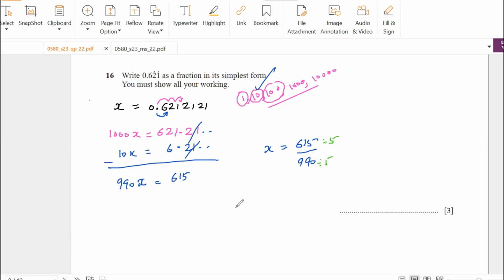615 divided by 5 gives me 123, and 990 divided by 5 gives us 198. So 123 is also divisible by 3, and let me check 198 divided by 3. Yes, both are divisible by 3. So now we move next, divide both by 3 because we are looking for the simplest form. So this one is 66, and 123 divided by 3 gives me 41. So this is our simplest form. I hope it is clear.